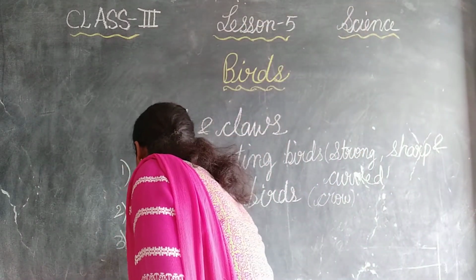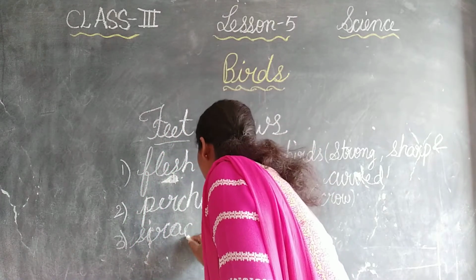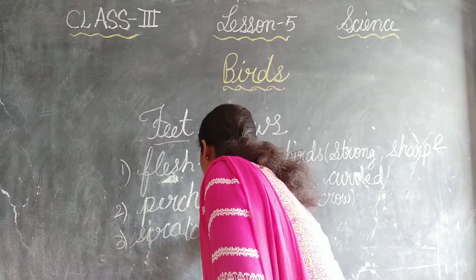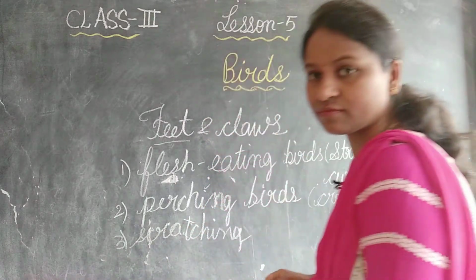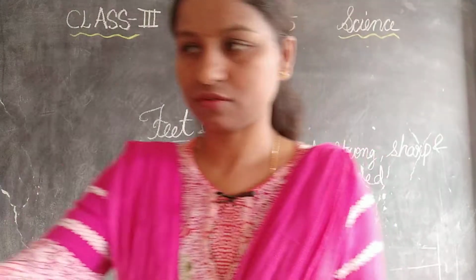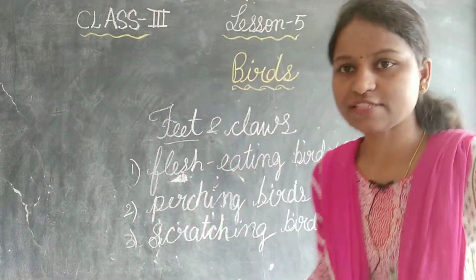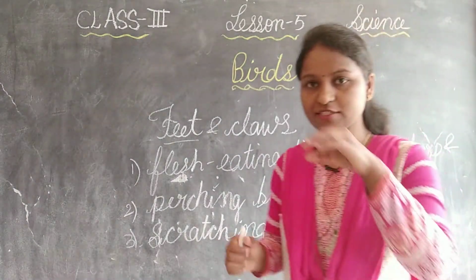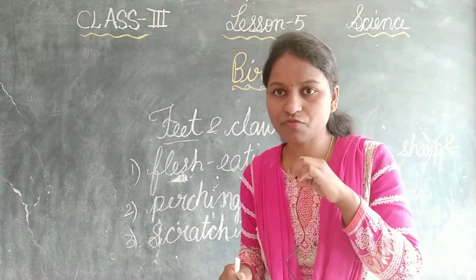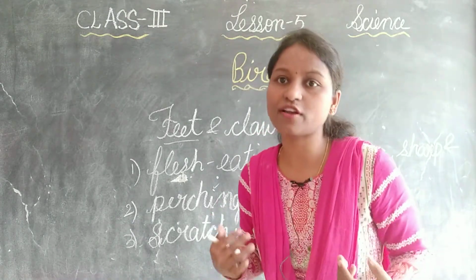Scratching, S-C-R-A-T-C-H, scratching birds. So next one is what, children? Scratching birds. Scratching birds means with the claws, some birds scratch the ground so that they can find insects or grains.